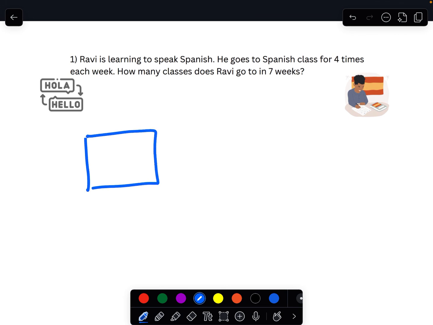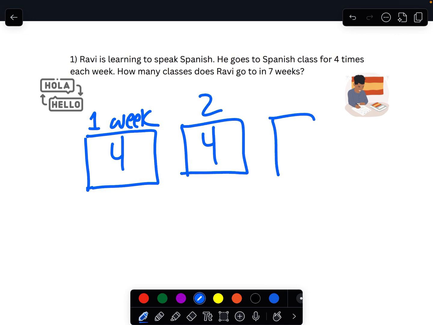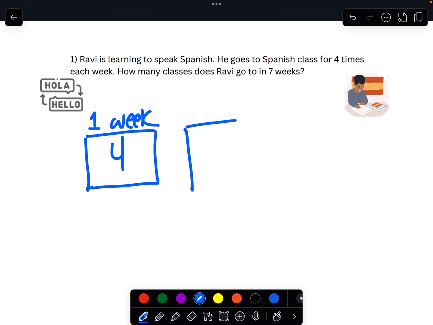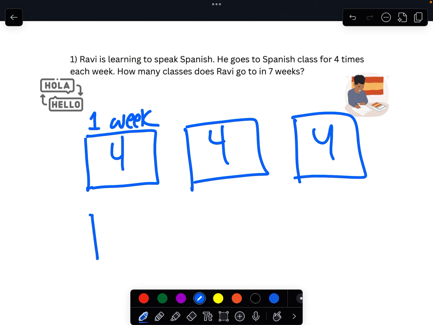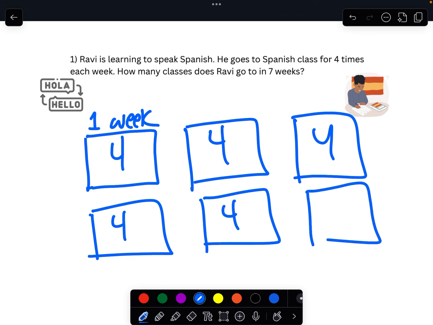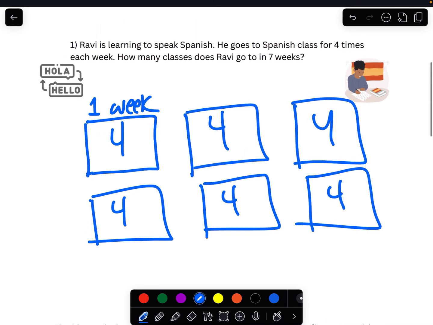So I'm going to draw a little box, and this represents 1 week. And he goes to class 4 times. Spanish class 4 times in that week. But he's going 7 weeks. So this is the 2nd week. That's the 3rd. You know what? I'm not going to write the numbers. So we have 1 week. Now we have 2 weeks. 3 weeks. 4 weeks. 5 weeks. 6 weeks.